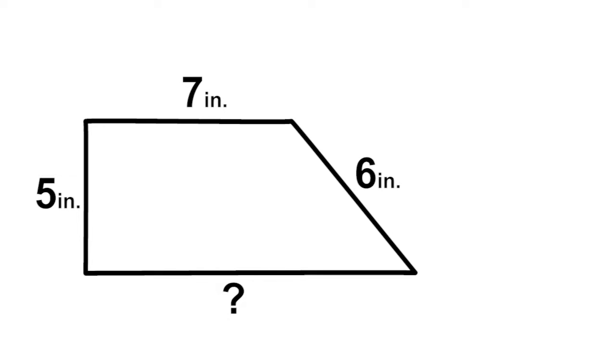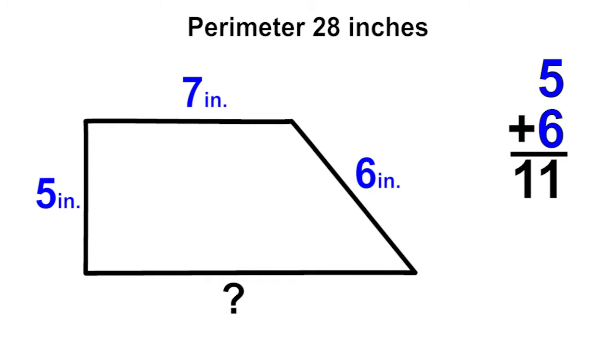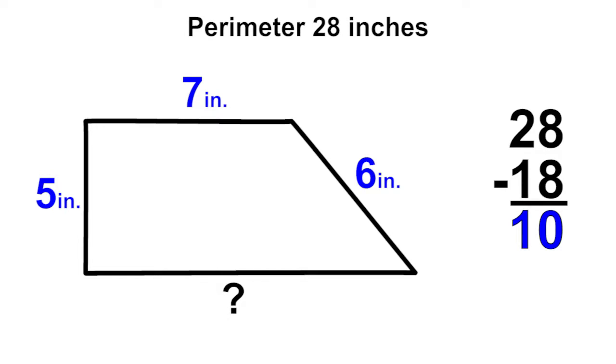If this is a four-sided quadrilateral and the perimeter is 28 inches, I can find the missing side length by adding the sides that are given and then subtracting the sum from the perimeter length. I start by adding the 5 and the 6 to get 11. I then add the 7 to get the sum of 18 inches. Now I will take the perimeter length of 28 inches and subtract the 18 inches to find the missing side length of 10 inches.